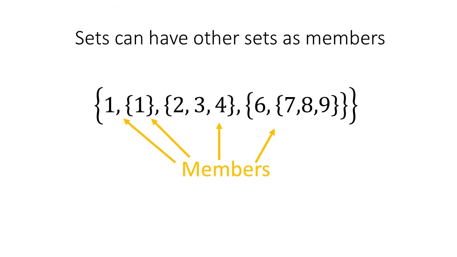A set could also contain other sets as its members. So for instance, this set has 4 different members. The first member is 1, the second is the set containing 1, the third is the set containing 2, 3, 4, and then the fourth is a set containing 6 and a set containing 7, 8, and 9.